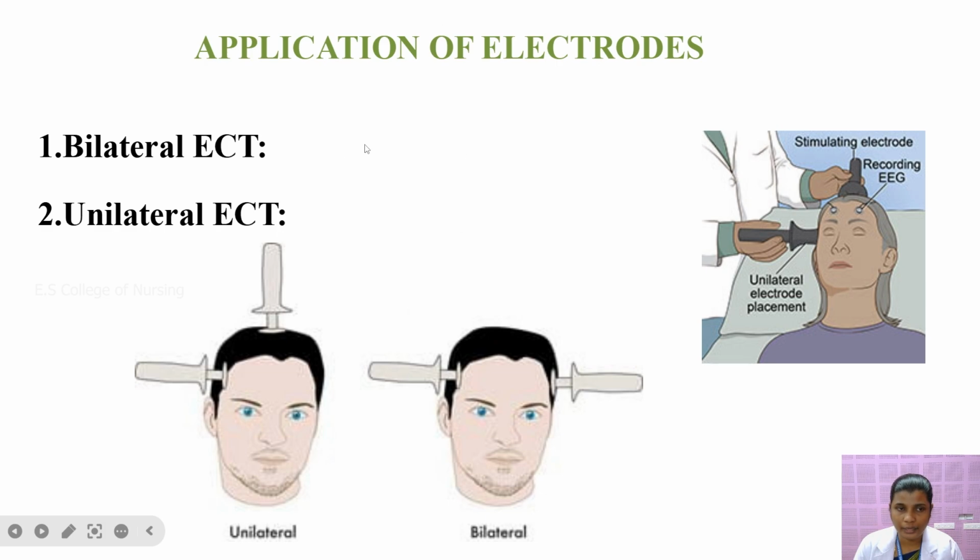Next, application of electrodes. It is applied as bilateral electroconvulsive therapy and unilateral electroconvulsive therapy. In bilateral, we place the electrodes on the bilateral frontotemporal region, and in unilateral, we place the electrodes on the non-dominant side. Mostly we place the electrodes on one side, which is called unilateral.